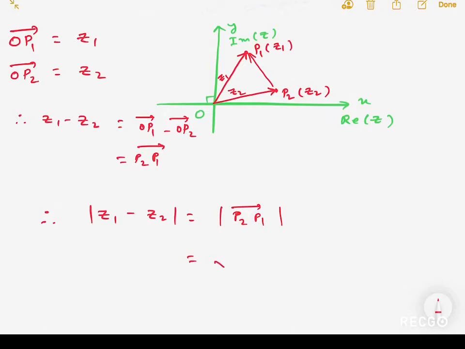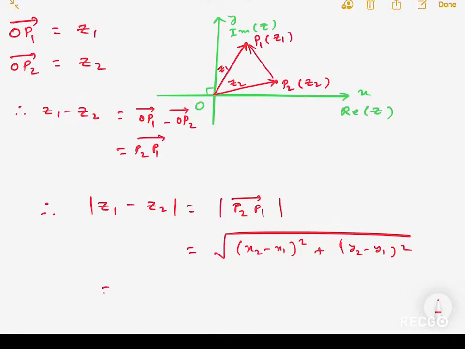So in this case let me write, mod of z1 minus z2 is equal to mod of P2P1 vector, and this is equal to under root x2 minus x1 whole square plus y2 minus y1 whole square. Simple, very simple. Now as I said, it is the distance between the points P1 with affix z1 and P2 with affix z2, similar to the points in Cartesian plane with P1 as coordinates x1, y1 and P2 as coordinates x2, y2. In place of coordinates we use affixes in complex plane, so with affixes z1 and z2, right?